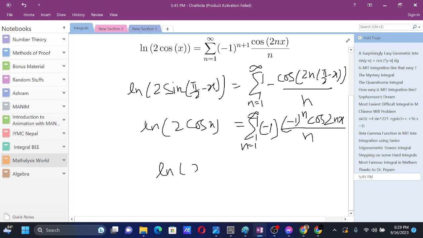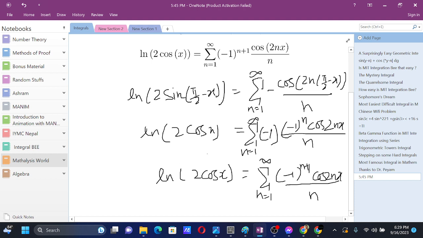So ln of 2 cos x is equal to the summation from n equals 1 to infinity of (minus 1) to the power n plus 1 times cos 2nx by n. So that was what was to be proved, and we have proved this.